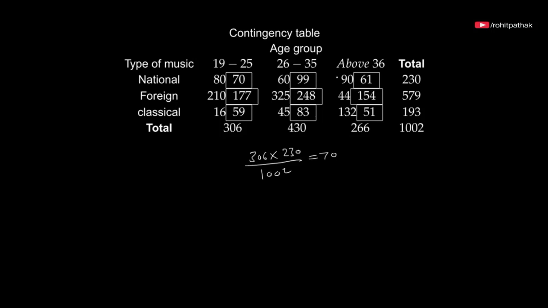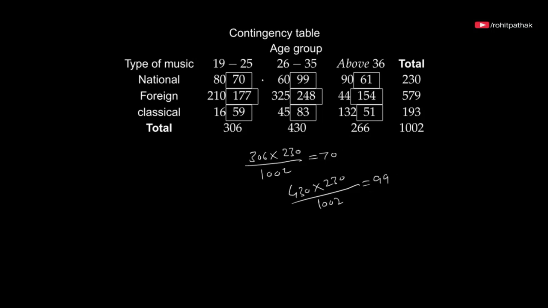In each class you have to round off the numbers. You should not write the decimal part of the numbers. So here we have rounded off this calculation to 70. Similarly, this 99 has been obtained using the formula 430 into 230 divided by 1002. Here the column sum is 430 and the row sum is 230. If we find this calculation, it is equal to 99. In fact, this is 98 point something, so we rounded off to 99.